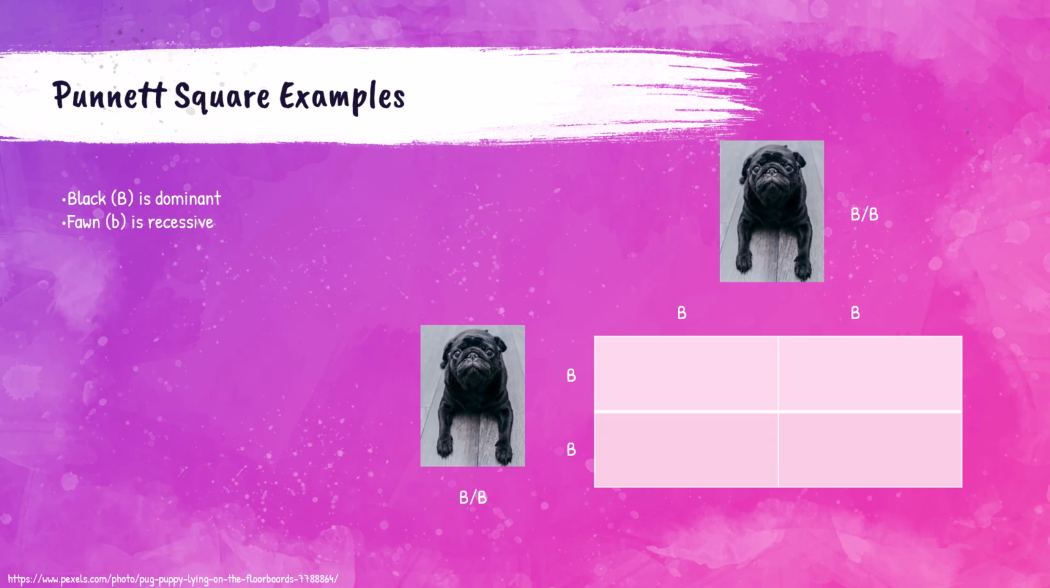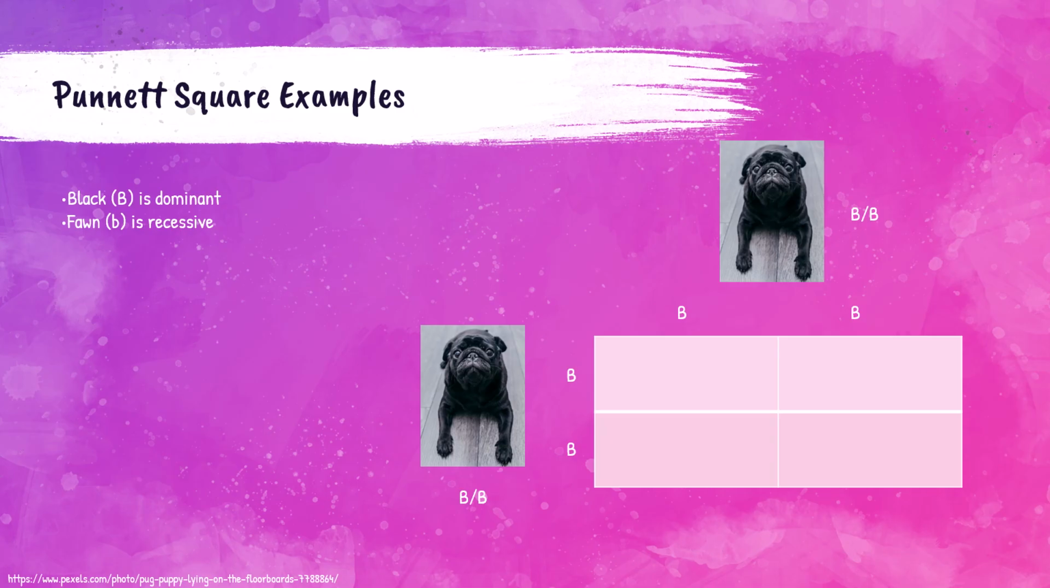We would have to know its genes. But in this particular example, we're going to have homozygous black. Homozygous means that it has the same gene on each allele. So each gene has two alleles here, big B and big B, big B and big B. Both of these pugs are homozygous for big B.